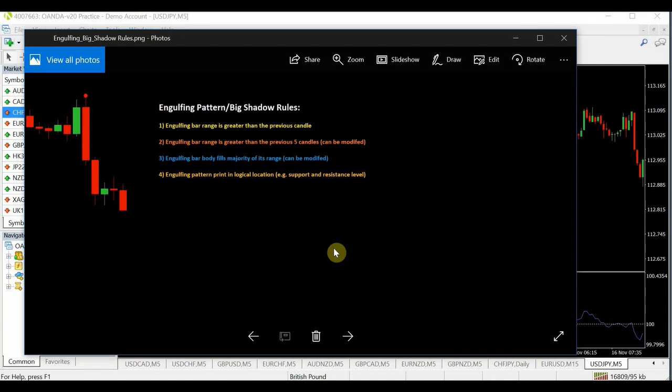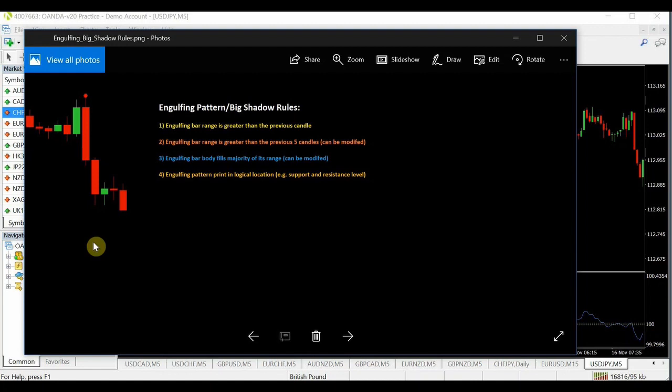The first rule is that the engulfing bar range engulfs the previous candle, so the low and the high of the previous candle are within the engulfing bar. The second rule is that the engulfing bar range is greater than the previous 5 candles. When I talk about significant engulfing candles or bars, I'm talking about the bigger the better, the more likely a reversal is going to happen.